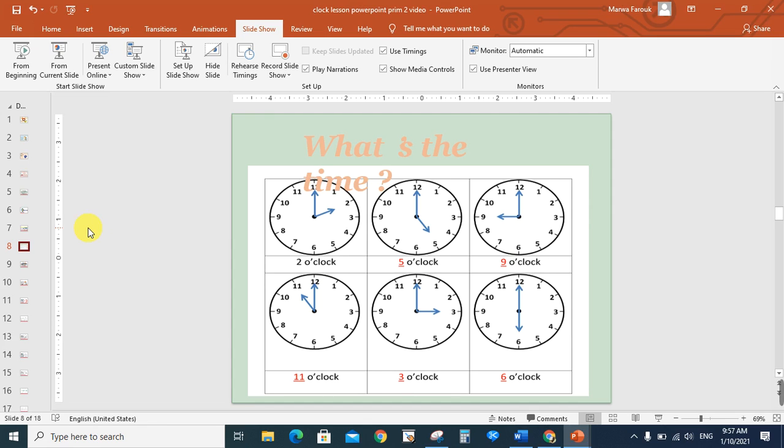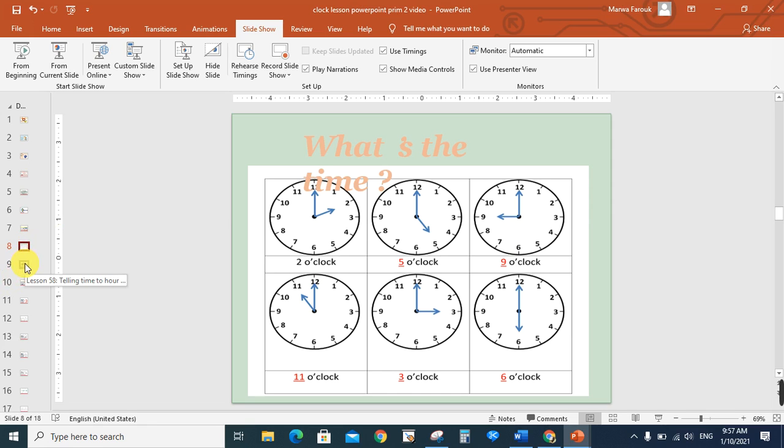The fourth one here, the short hand on what? On what, Primary 2? On 11, Primary 2, super. Okay, and the long hand on 12, so it's 11 o'clock. The fifth one here, the short hand on 3 and the long hand on 12, it's 3 o'clock. The last one, the short hand on 6 and the long hand on 12, so it's 6 o'clock.